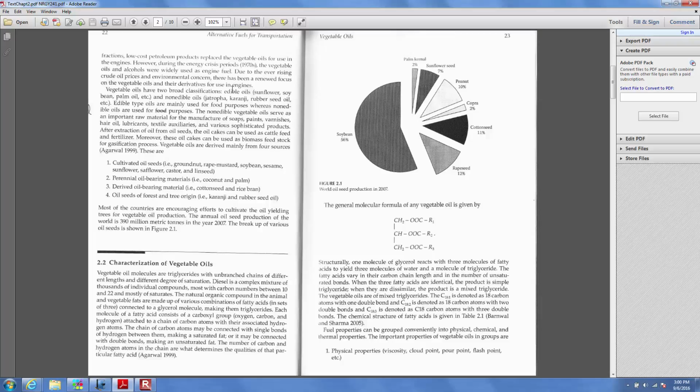So we're looking at vegetable oils. There are two basic classifications that we look at. There are edibles, like sunflower, soybean, palm. That's stuff that you can eat. That's stuff that you might have in your kitchen for cooking.